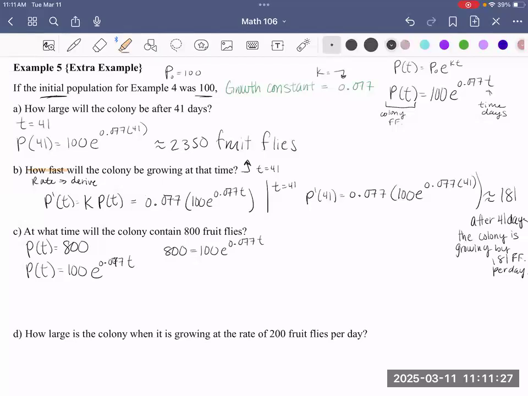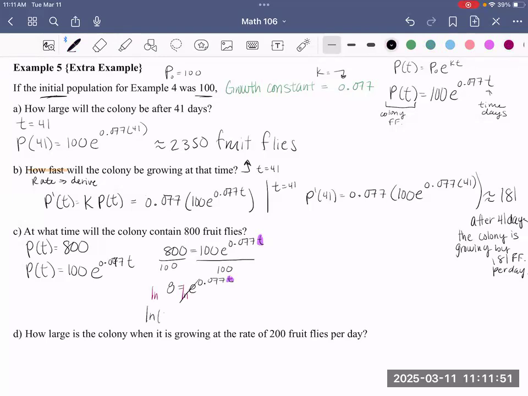We can now go ahead and solve for t here. First thing we need to do is divide by your coefficient. So we have 8 is equal to e to the 0.077t. We need to get your exponent to drop, so let's take the ln of both sides. That'll allow us to cancel.